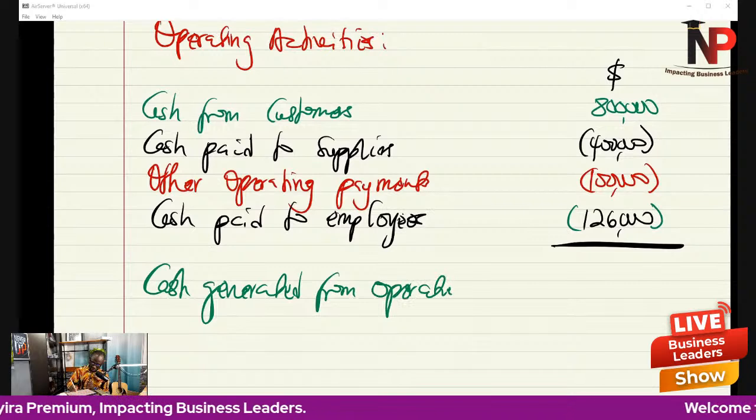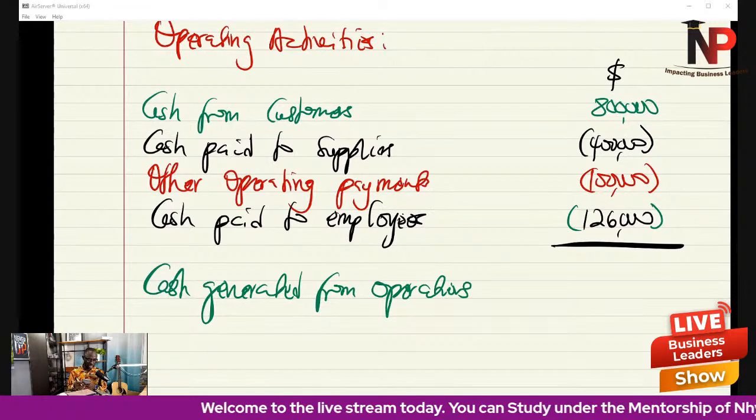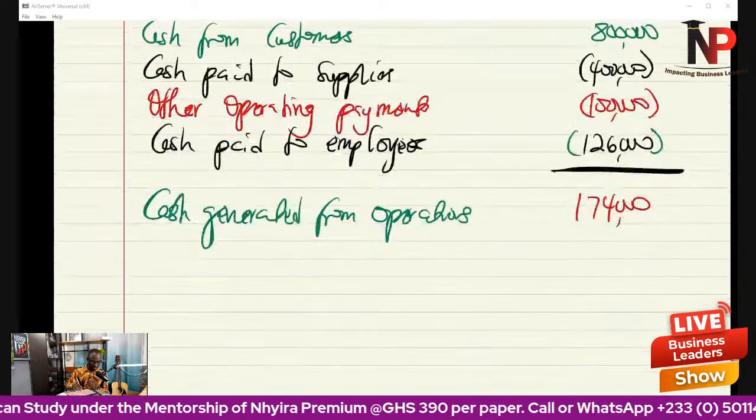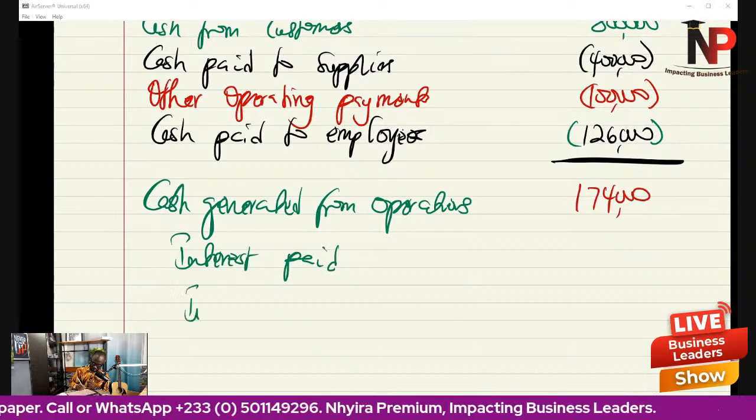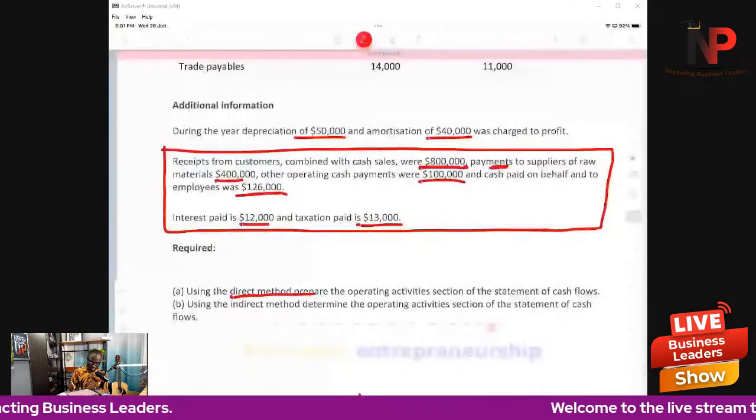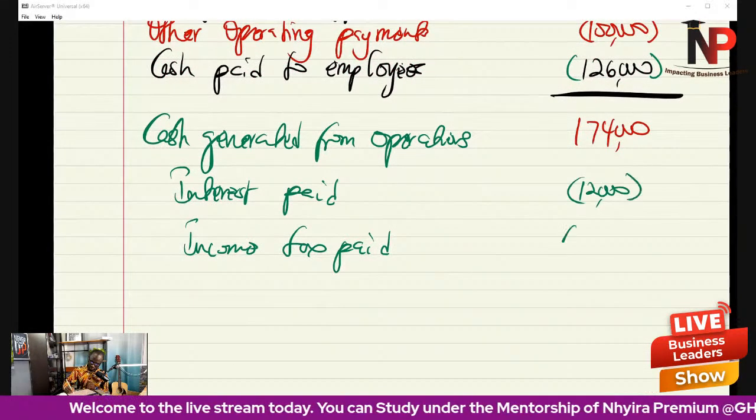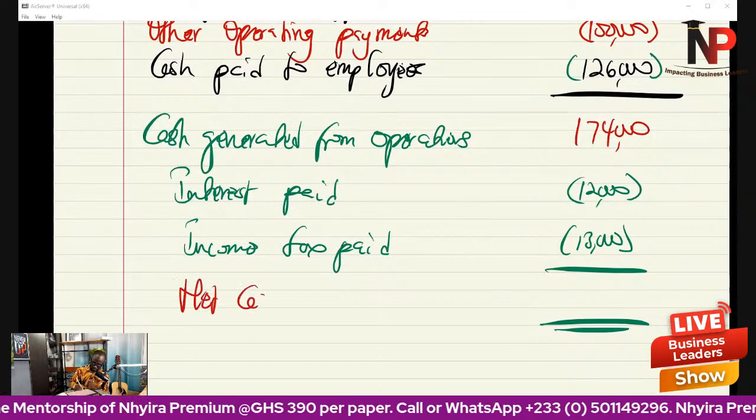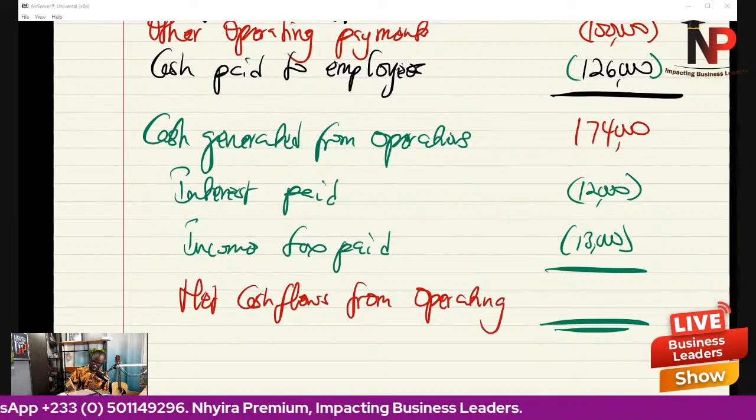Cash generated from operations. And so we add that up, 800 minus 400 minus 100 minus 126, and that is 174,000. It's positive. Then you bring in the interest paid and tax paid because these are actual cash flows. These are directly given to us in the question. Interest is 12, tax is 13. So 12,000, 13,000. And so that gives us a net cash flow from operating activities.